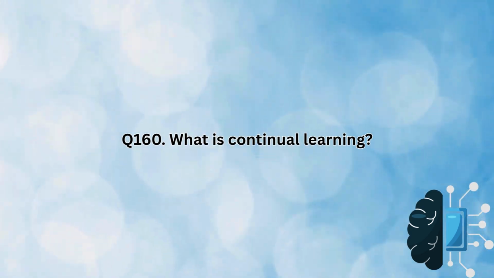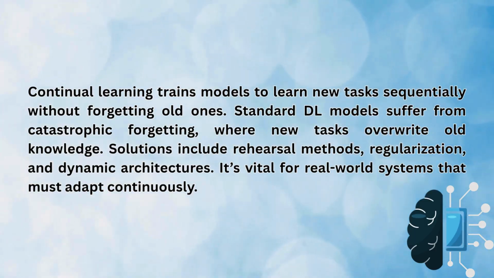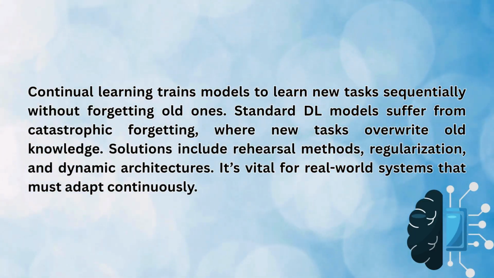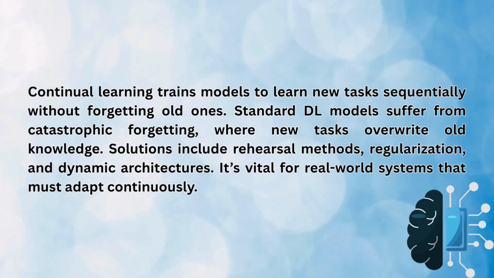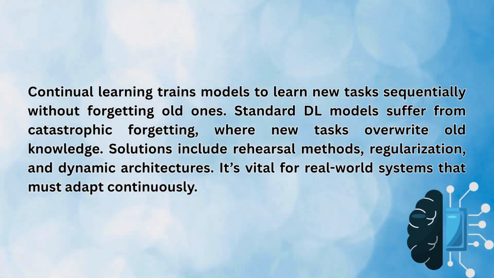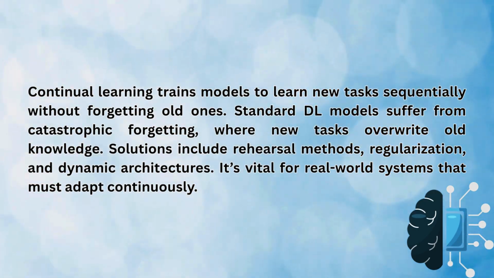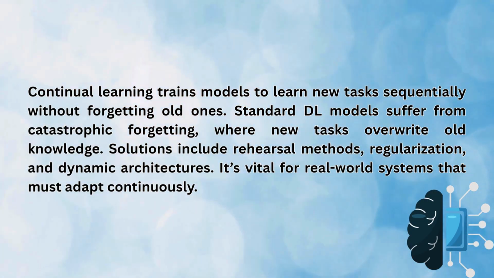What is continual learning? Continual learning trains models to learn new tasks sequentially without forgetting old ones. Standard DL models suffer from catastrophic forgetting, where new tasks overwrite old knowledge. Solutions include rehearsal methods, regularization, and dynamic architectures. It's vital for real-world systems that must adapt continuously.